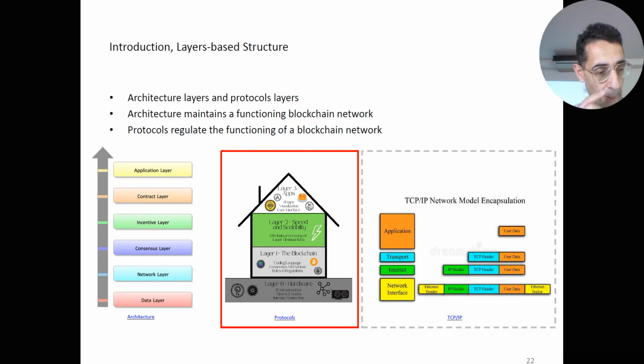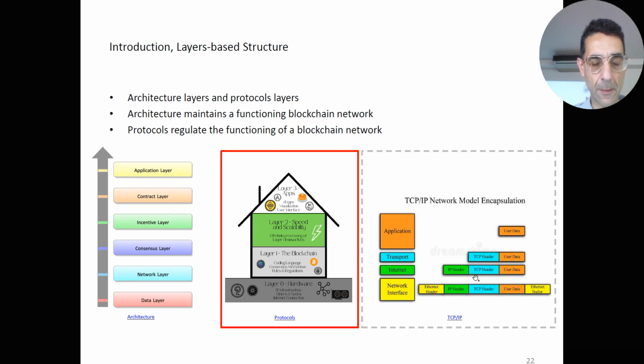This is about the layers. Here we highlight layers. Blockchains are built based on layers, and there exist two different types of layers. We have architecture layers, which are for maintaining a functioning blockchain network, and we have layers based on protocols for regulating the functioning of a blockchain network. So this type of layering supports the architectural structure of a blockchain, and this type of layering regulates the functionality of a blockchain.